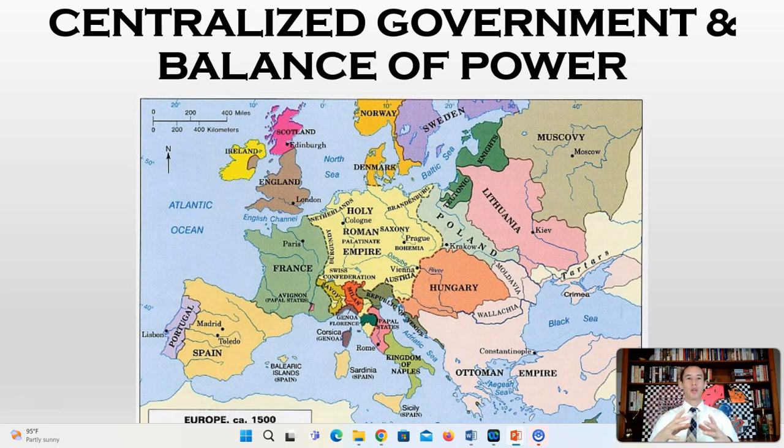And once you start getting these nations, now in Europe what you're getting is a bunch of countries that are competing with each other. And remember, competition is very good for a society. It is what leads to improvements. That's why capitalism is the best economic system we've found.